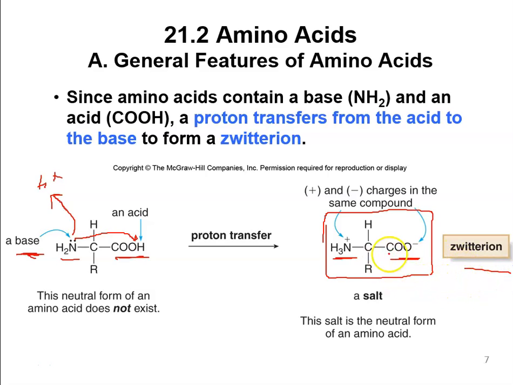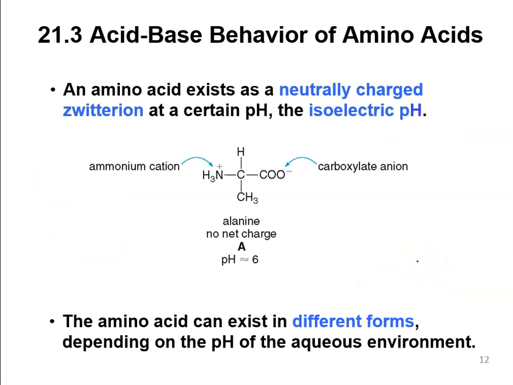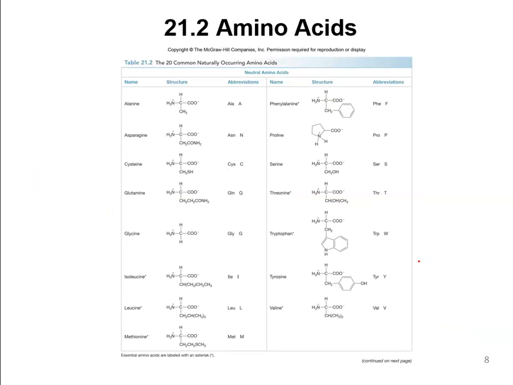A zwitterion is a salt. This is considered an ionic salt, because we have an ionic charge. We have a cation here, and we have an anion over here. So these are actually salts. They're actually solids. If you have an amino acid, it exists as a solid. They do not exist as liquids because they are ionic salts. Depending on the pH of the solution, you can change this. If you're in a more acidic environment, you start protonating this side of it, which I believe we show in a later chapter. Yeah, we show it right there. So I'll talk about it when we get to it.